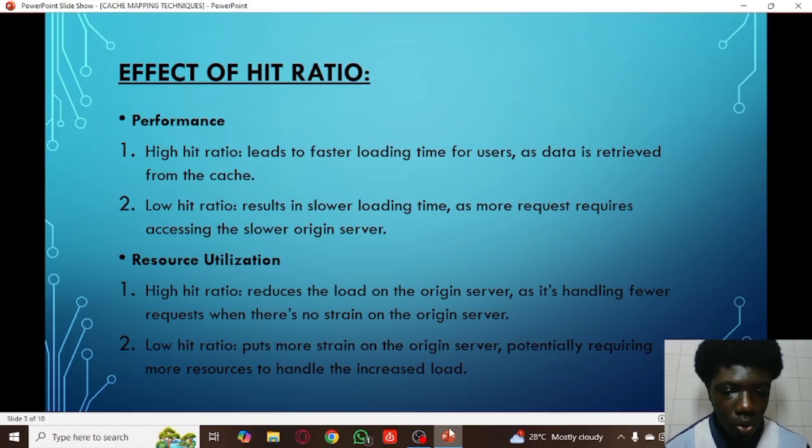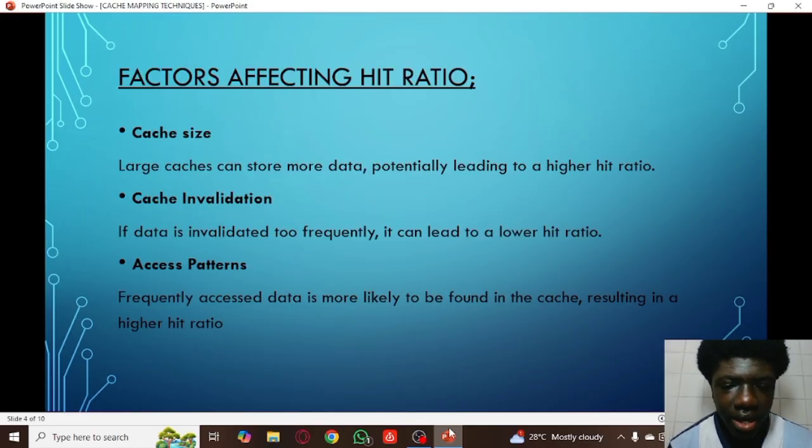When the hit ratio is low, it puts more strain on the origin server, potentially requiring more resources to handle the increased load. Factors affecting hit ratio, which then cause an effect on the average access time. 1. Cache size. Large caches can store more data, potentially leading to a higher hit ratio. However, excessively large caches can also lead to increased memory usage.